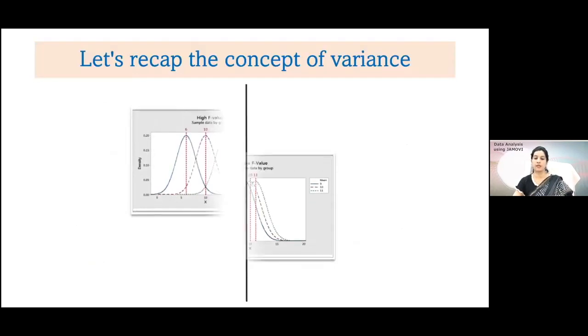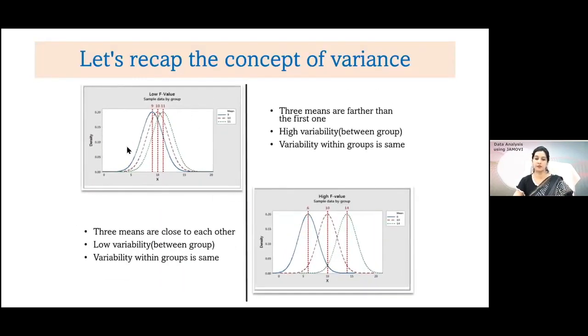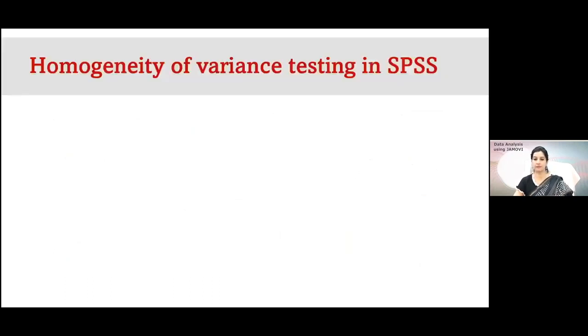So now again, let's understand the concept of variance with the graph. The same thing. If you see this, here you can see the 3 means are very close to each other. So that means there is a low variability between groups, and variability within groups are the same because the shape of the graph is almost the same. Here you can see that the three means are farther from each other. There is a high variability between groups, but variability within group is the same.